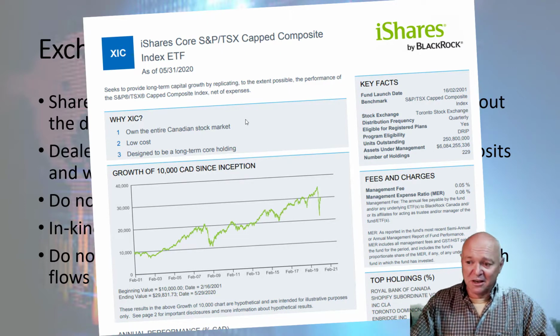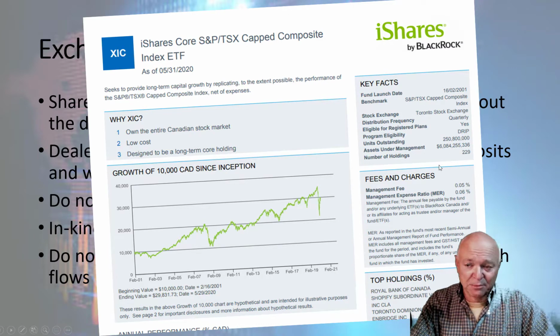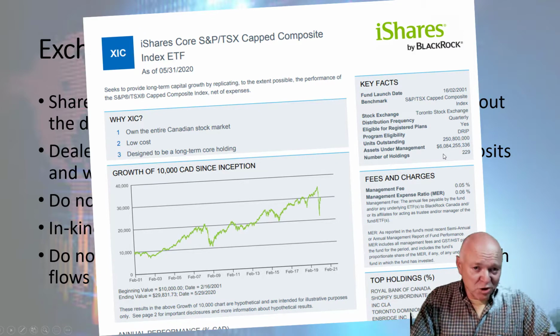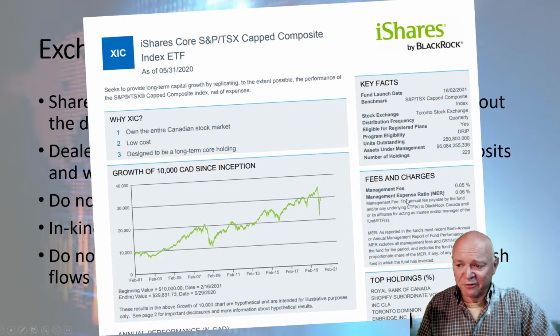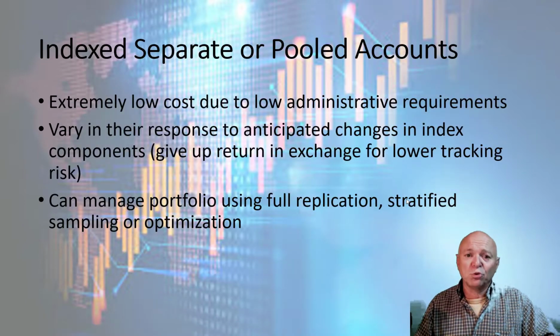You'll also see in the corner here at the right, we have assets under management, $6 billion, and they own 229 different stocks at the time this fact sheet was printed. And so it's a very broad holding, but not a comprehensive holding of everything in the index. It's a huge amount of investment. And the management expense ratio, or the management fee, is 0.05%. It's a very small management fee compared to something like a mutual fund or a pooled fund.